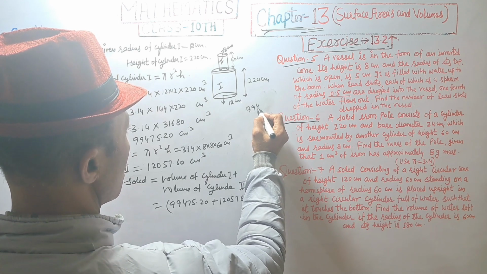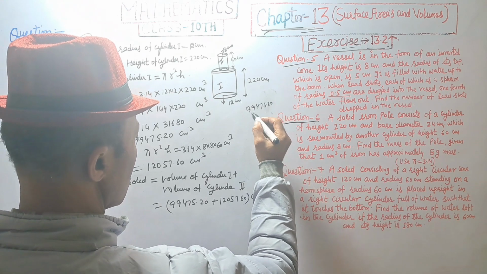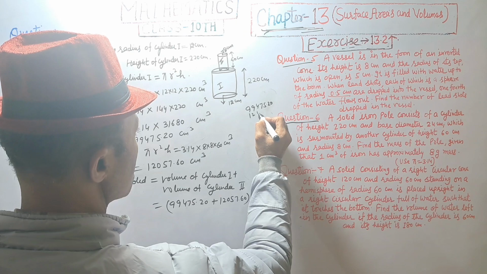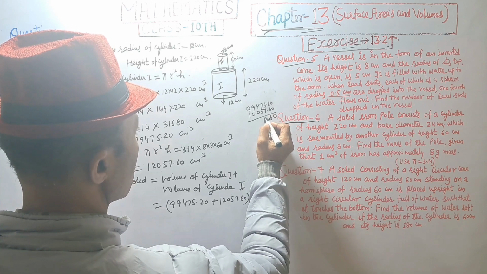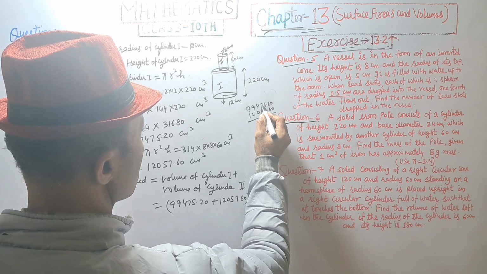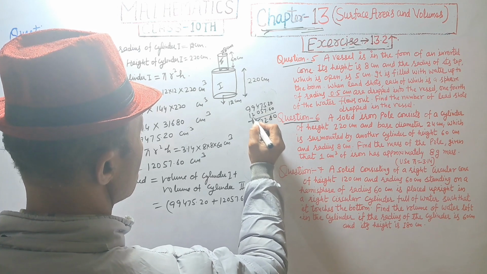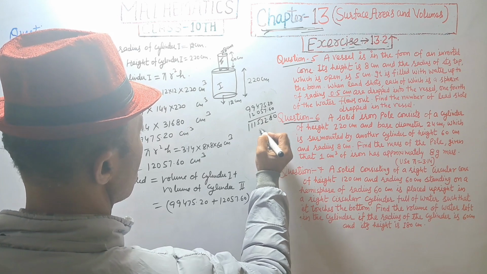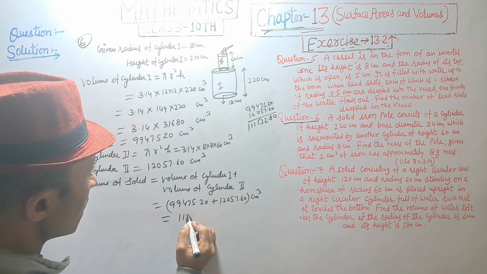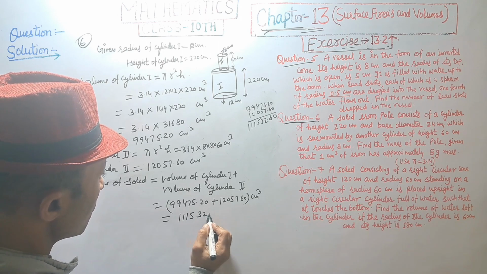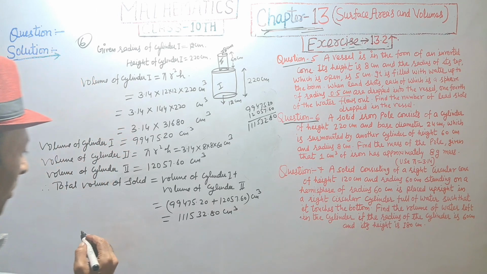5.20 plus 12057.60, 12, 13, 5, 11, that is equal to 111,532.80 centimeter cube. Total volume of solid.